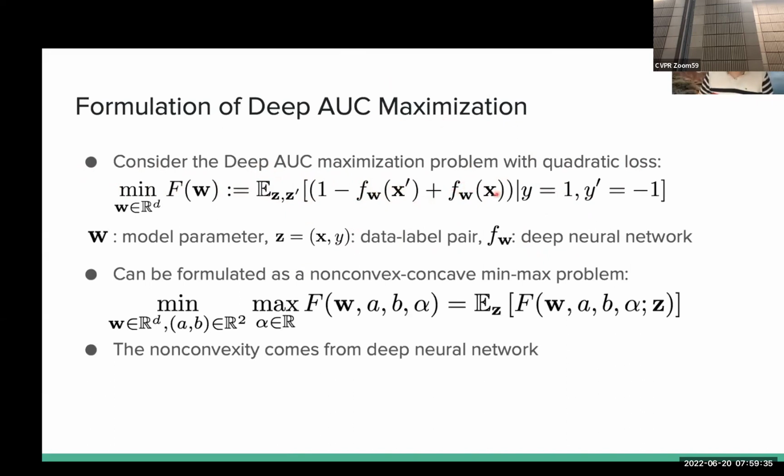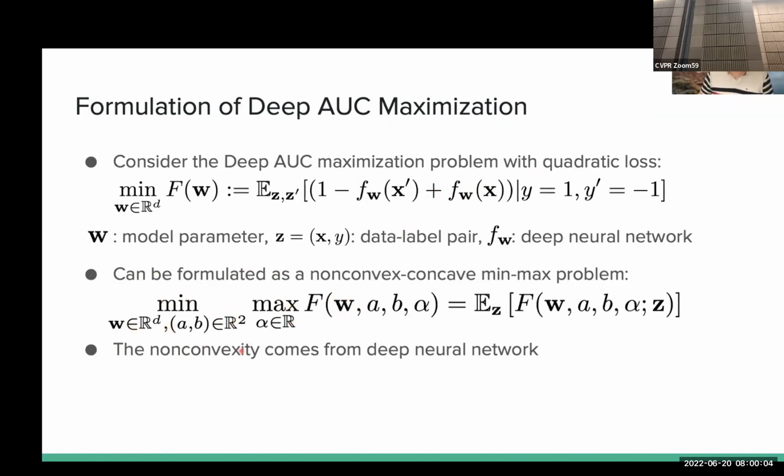X prime, X, Y, X prime, Y terms are actually pairwise data. And using similar techniques, Yin et al. can prove that the deep AUC maximization problem can also be written in a minimax form. It's worth mentioning that the non-convexity comes from the deep neural network. Here W is the model parameter in the deep neural network, and because the deep neural network is non-convex, this problem is non-convex in terms of W.